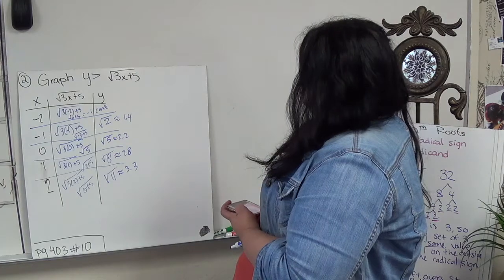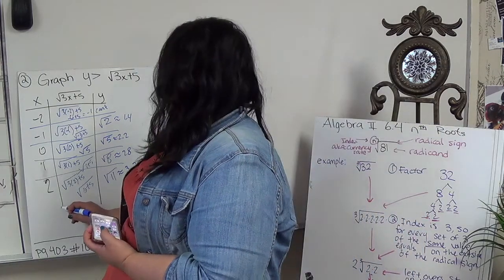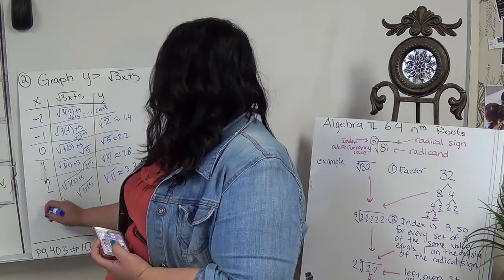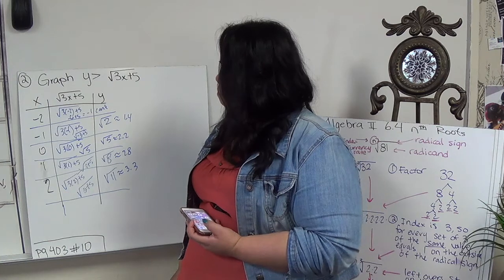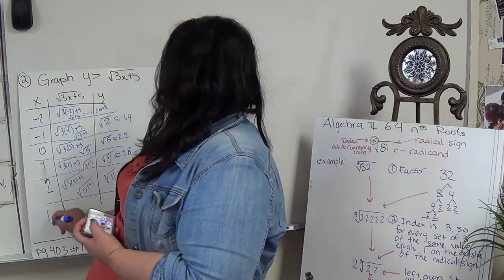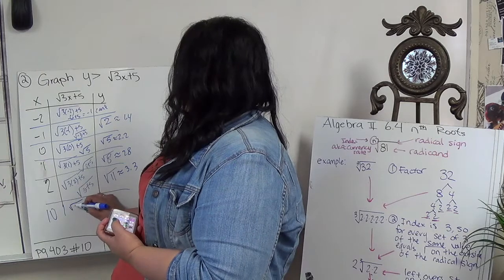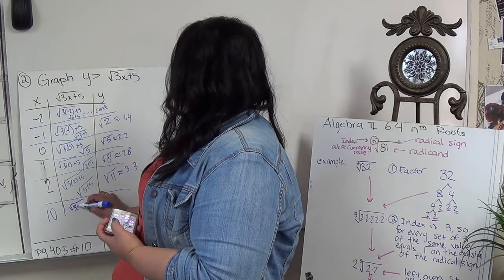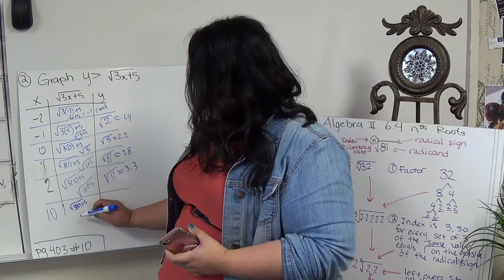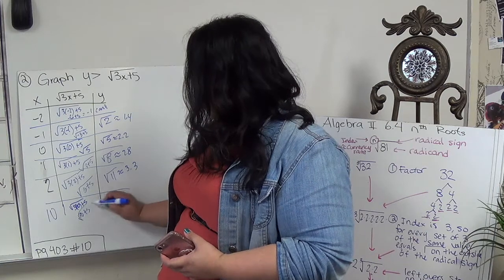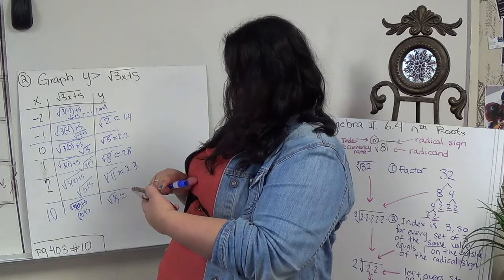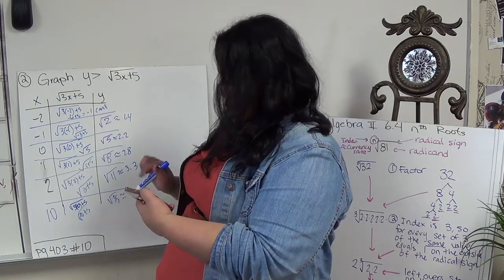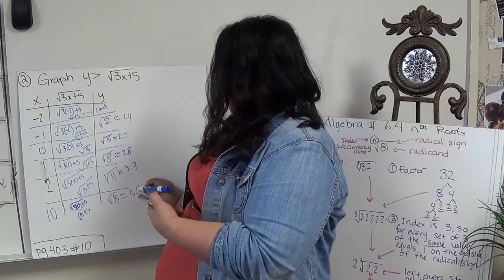Those numbers are pretty small, so let me try a big number. Let me try like 10. So square root of 3 times 10 plus 5. So that's 30 plus 5. So square root of 35 would be 5.9. Okay.